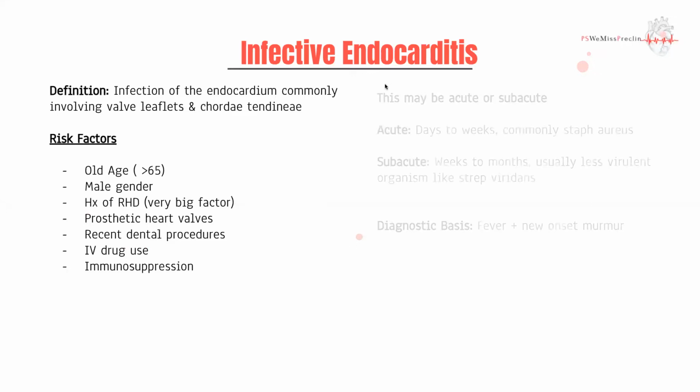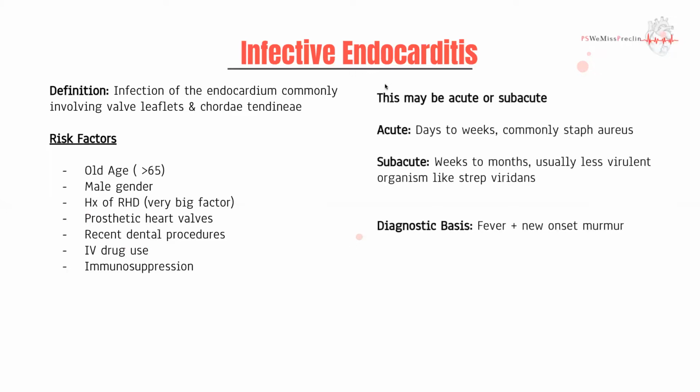Now, infective endocarditis may be acute or subacute, and this often also depends on the organism. So acute infective endocarditis is one that usually develops over days to weeks, is often more severe, and is commonly caused by Staph aureus. Subacute infective endocarditis is often more sinister. It often takes longer to develop, and it's usually caused by less virulent organisms like Strep viridans. However, the tricky part with subacute endocarditis is that it may not be picked up easily because it may not present with as clear signs as acute infective endocarditis does.